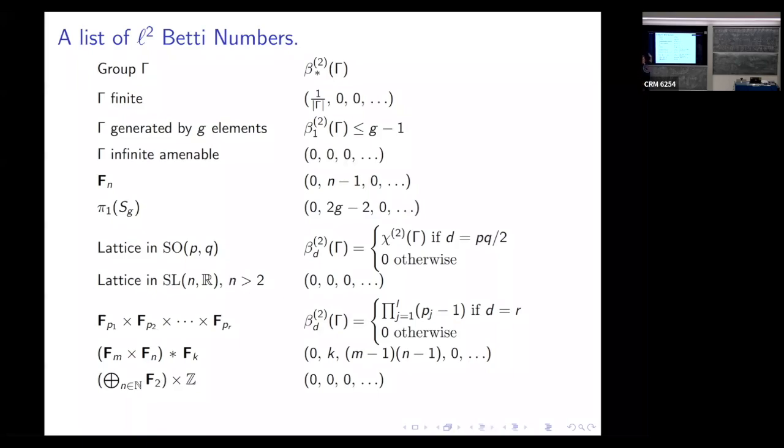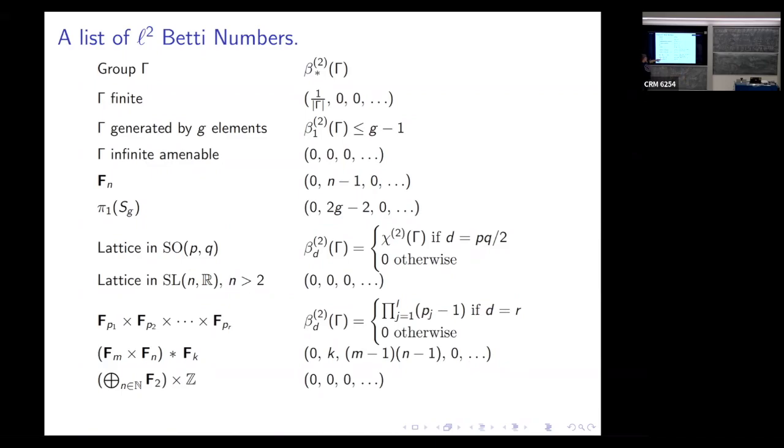So, L2 Betti numbers have the tendency of being zero, except often in one place. So for lattices like this, if it is not zero, it is in the middle dimension of the associated symmetric space. For direct products, you have the Künneth formula, we'll see it. So you can say that all the L2 Betti numbers of such a product are zero, except in degree r, the number of factors you have.